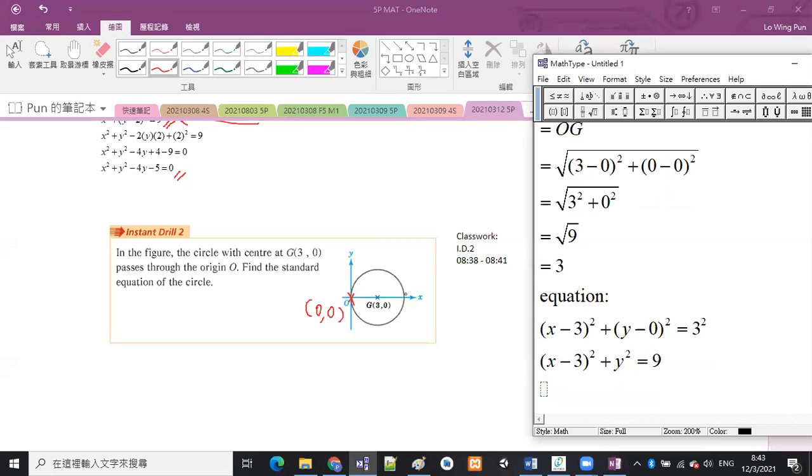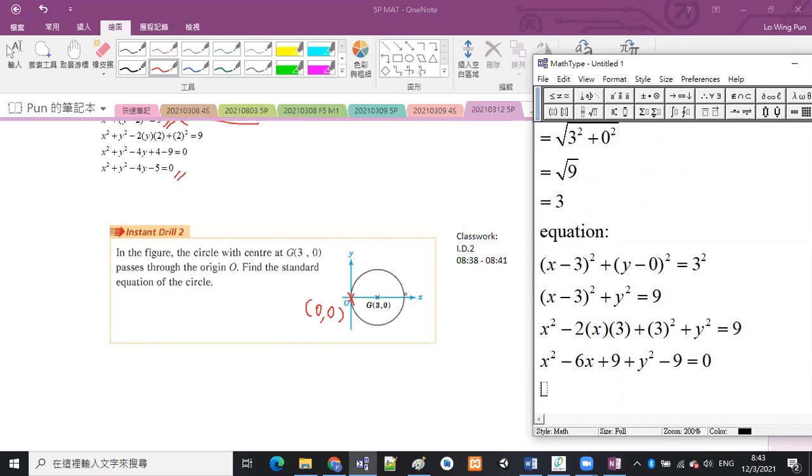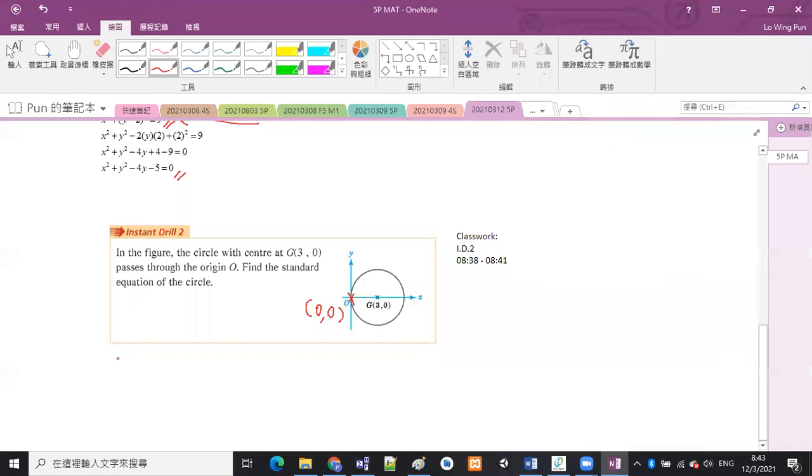Okay, but if there are later parts, there are more parts, then normally we will expand the bracket. x squared minus 2 times x times 3 plus 3 squared, and then plus y squared is equal to 9. And then x squared minus 6x plus 9 plus y squared minus 9 equals 0. And then arrange the terms in correct order. So x squared plus y squared minus 6x equals 0. All right, so that is the answer of this question.